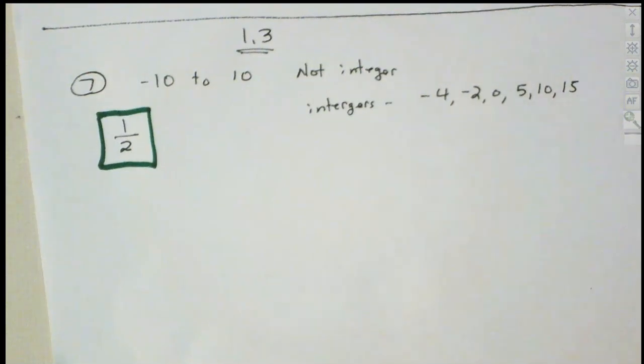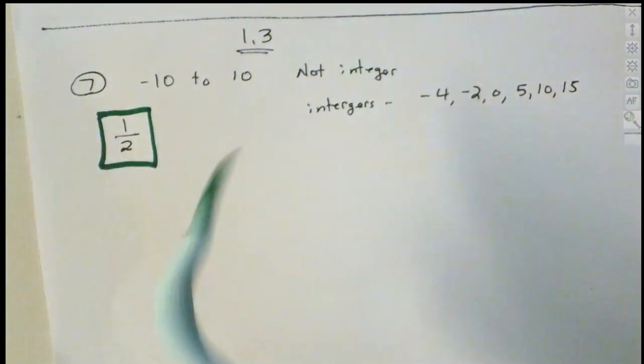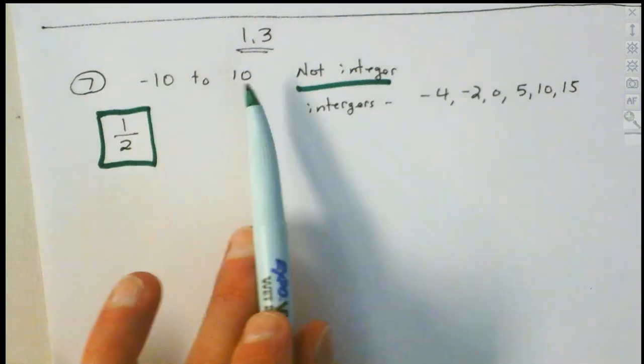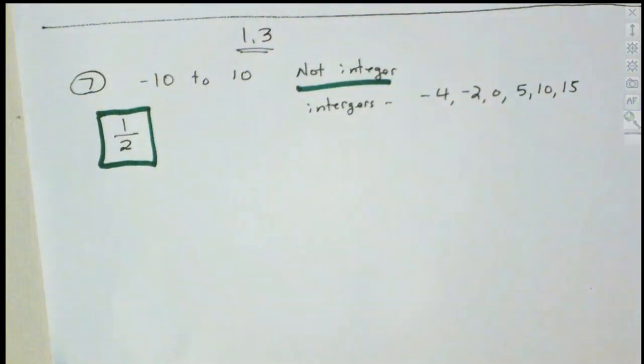What's another example? Can someone give me another number that's in between there? 3. 3 wouldn't work. Why not? Because 3 is an integer, right? We want something that is not an integer. 1.8 would work. How about pi? Would pi work? Yeah. So as long as it's a fraction or a decimal, and in between minus 10 and 10, any number would work.